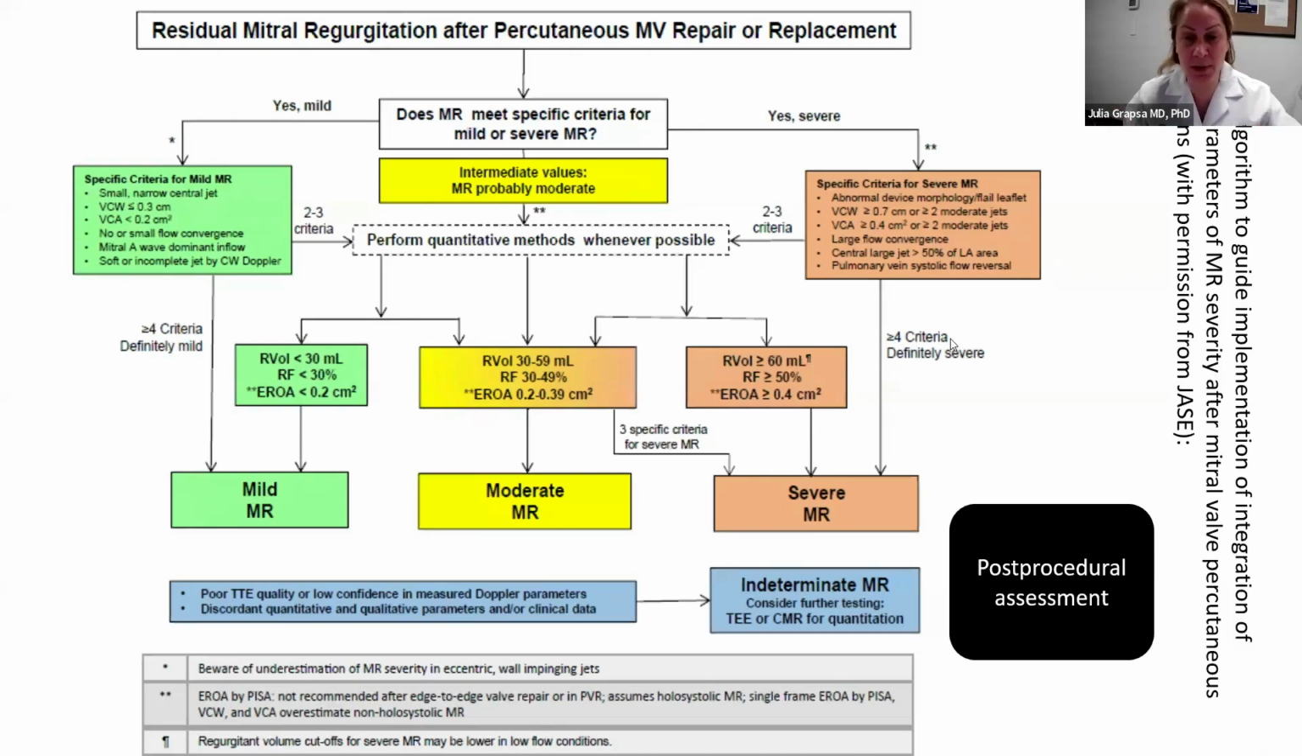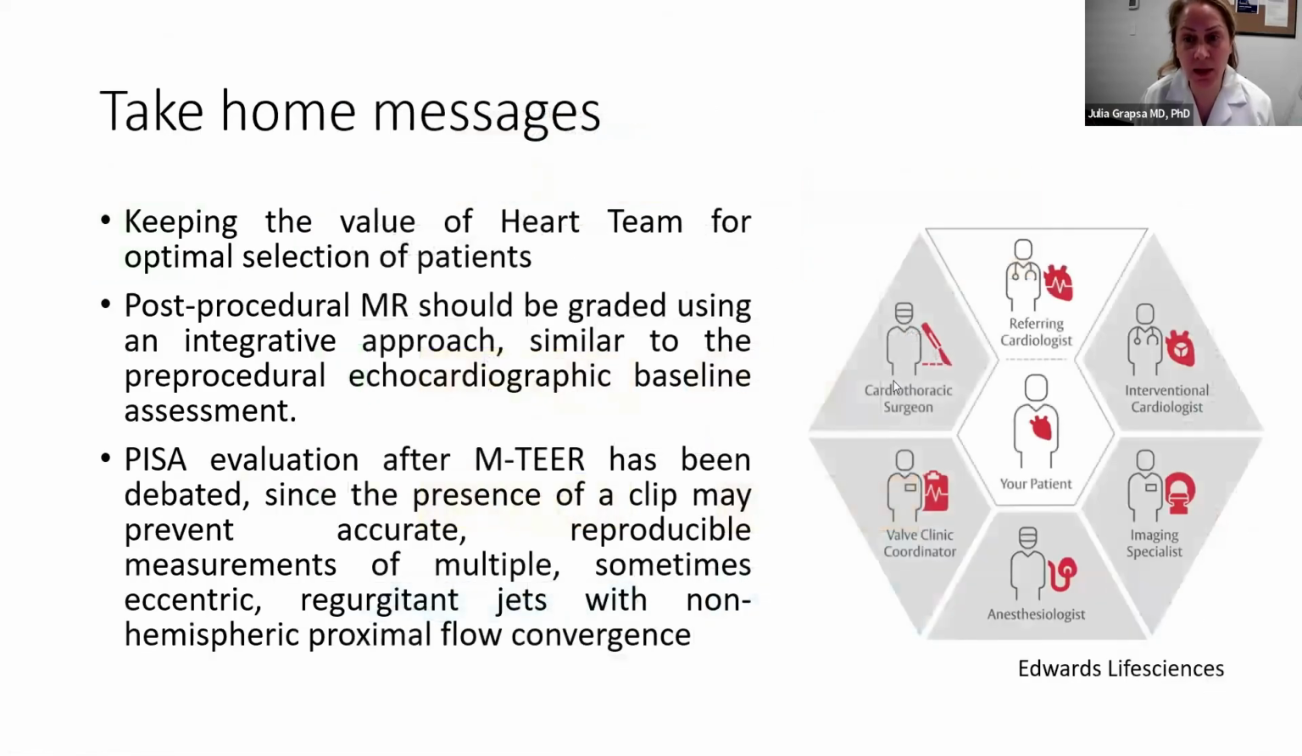Sometimes when there are complex jets, especially around the device, these parameters may not be that accurate to assess mitral regurgitation. As a take-home message, after we separate all the steps, pre-procedural, to have an excellent assessment of the patient and choose the right device for each patient, then intra-procedural and post-procedural, it's important to keep in mind the value of the heart team for optimal selection of patients.